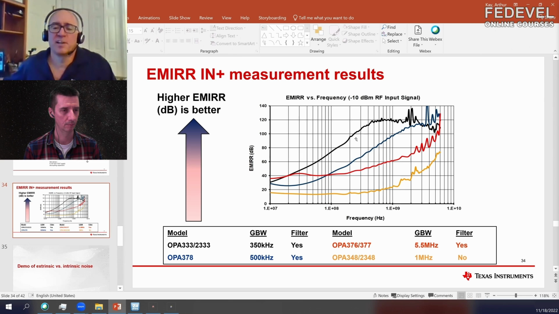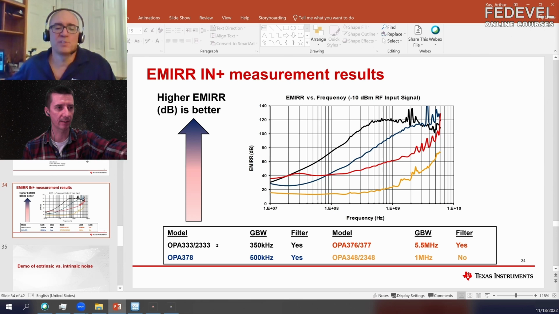So these are 4 different amplifiers, 1, 2, 3, 4, shown here, and they have different bandwidths. This is the inherent bandwidth of the device. This one's 350 kilohertz all the way up to 5.5 megahertz. Some of these have built-in filters, but this one down here does not. And you can see that the one that does not has very poor EMI rejection. But the ones that do have those filters have much better EMI rejection.